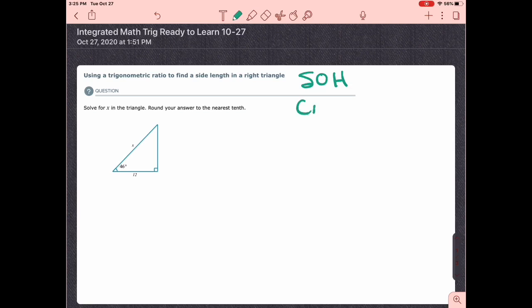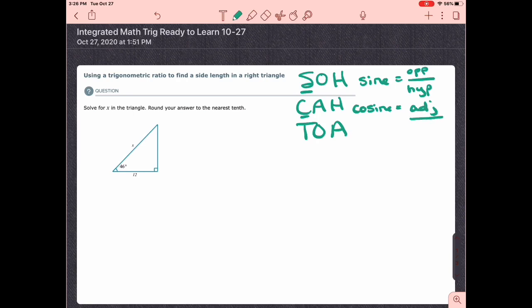SOH CAH TOA. This means sine is equal to opposite over hypotenuse. This means cosine is equal to adjacent over hypotenuse. And this means tangent is equal to the opposite over the adjacent. And I'll show you what that means here.